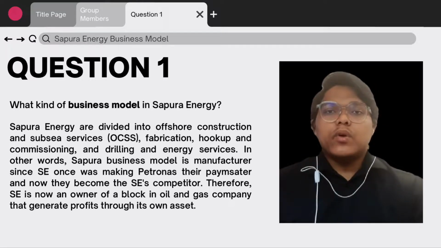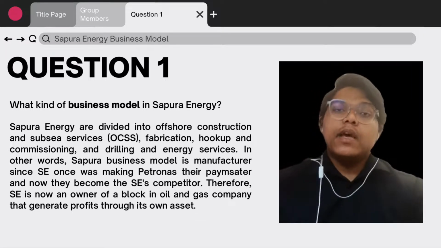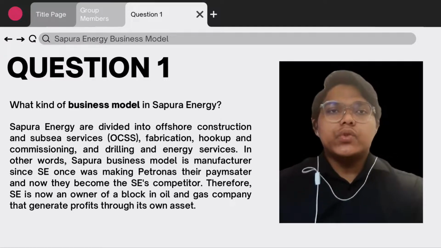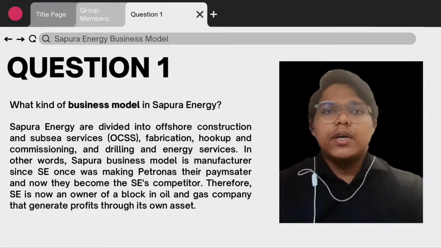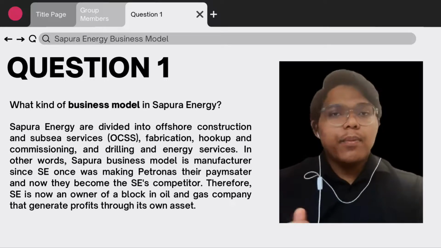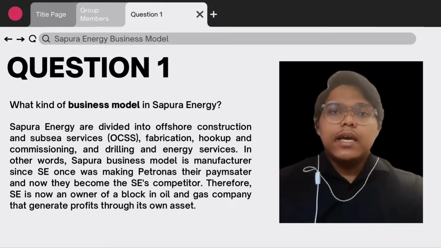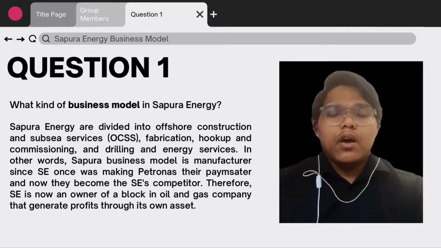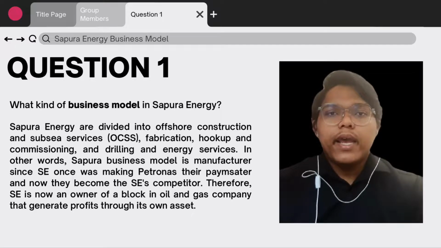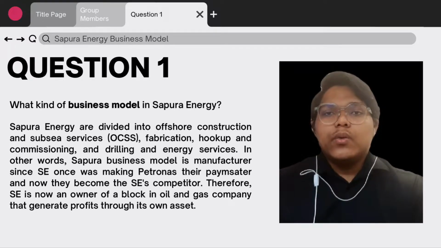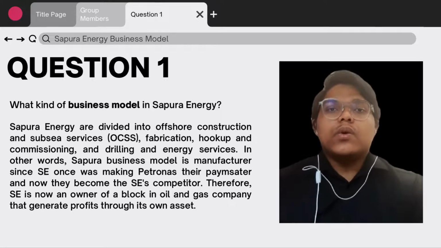What kind of business model is Sapura Energy Berhad? Sapura Energy Berhad is divided into offshore construction and subsea services, fabrication, hookup and commissioning, and drilling and energy services. In other words, Sapura's business model is a manufacturer, since SE once made Petronas their paymaster and now they became their competitor. Therefore, SE is now an owner of a block and an oil and gas company which generates profits using its own assets.